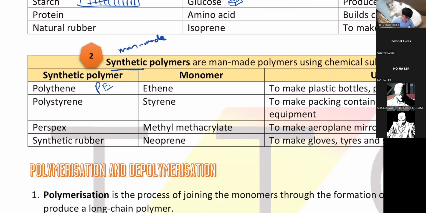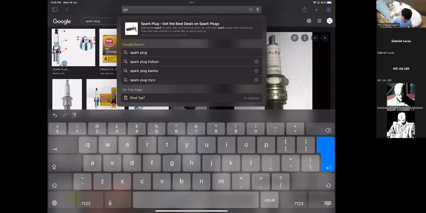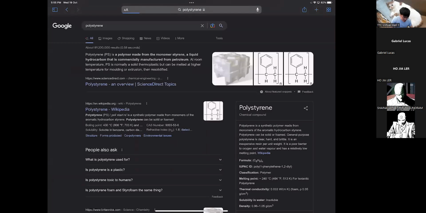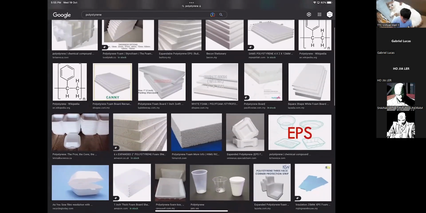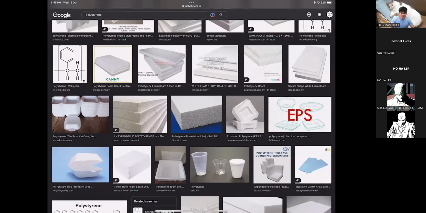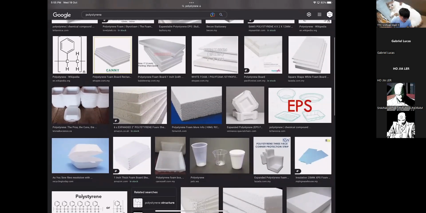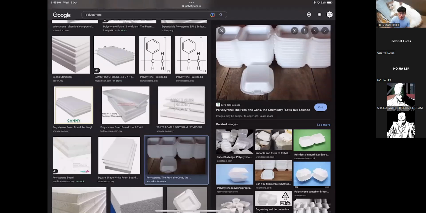So this is why synthetic polymers are mostly plastics. I'm sure you know what polystyrene is. Our Selangor government banned this. But when you buy a TV, or whatever appliance, they will put polystyrene around it. This thing is very lightweight and very good for absorbing shock, so that you don't break your things. They are also very good for making containers. But unfortunately, or should I say fortunately, this thing is very hard to recycle.